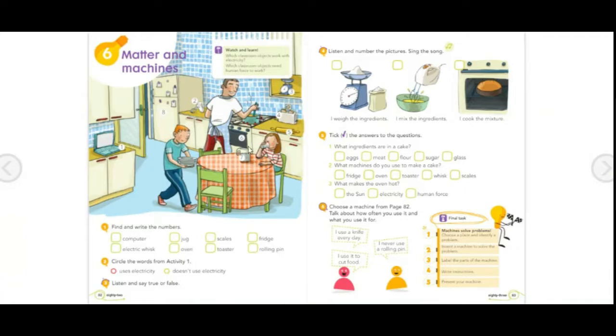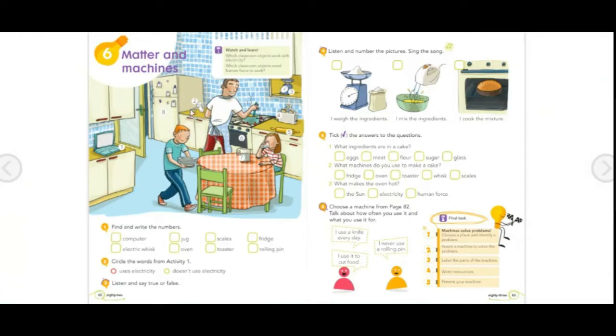Jug. The jug is over here. Do you think that the jug uses electricity? Red. If it doesn't use electricity, green. Scales. Scales are here. If you think that the scales use electricity, circle in red. If not, in green. Fridge. The fridge, if you think that it uses electricity, red. If not, green. Electric whisk.